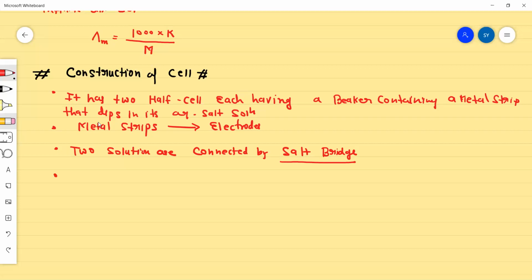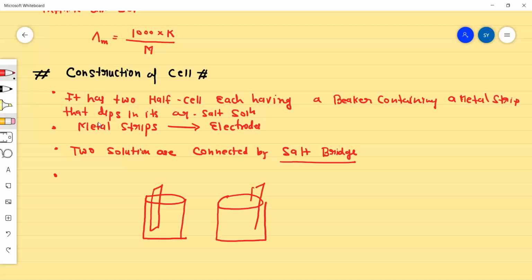Oxidation is happening at the compartment where the anode is present, and reduction is happening at the other compartment where the cathode electrode is present. If I draw the diagram here, suppose I have a beaker on the left-hand side that contains the ZnSO4 solution, and on the right-hand side another beaker that contains the copper sulfate solution, with a copper electrode. I will just put the electrodes here. This is the electrode of zinc on the left side. On the right side I have an electrode of copper, and they are connected.